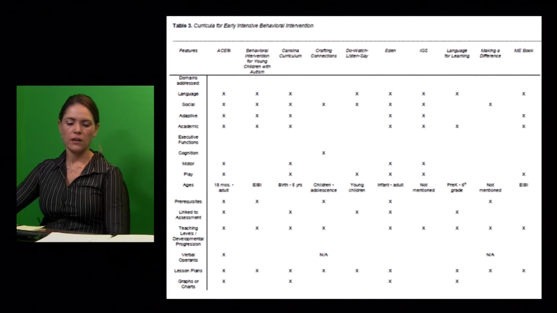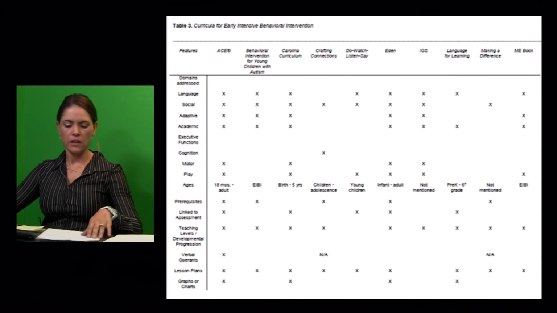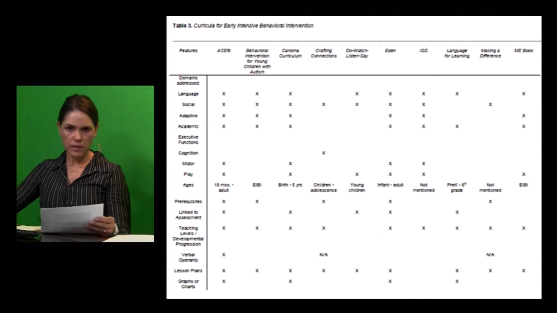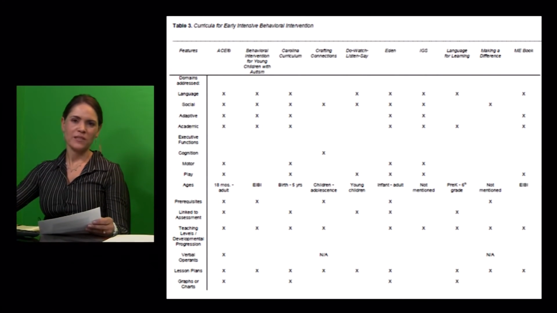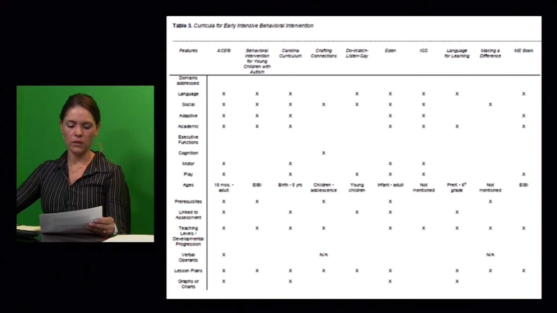I think I had to fit it on 2 different slides, and the chart, basically what you'll see on the left side is what domains were addressed, so the 8 areas: language, social, adaptive, academic, etc. And you can see for each curriculum there's an X placed there if it addressed that skill area. It also lets you see what ages are addressed in each curriculum, whether or not the curriculum has prerequisites listed, whether or not it links to assessment, because curricula are great, but it's also great if it links to assessment, just like it's great if you have an assessment that links to a curriculum. If you can have both in one thing, then that's wonderful.